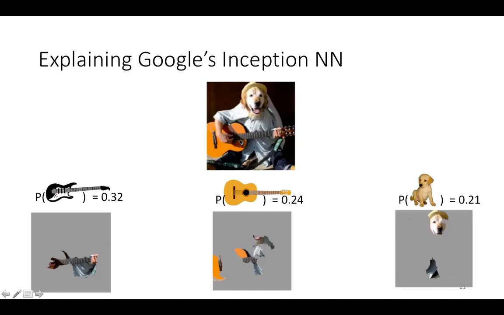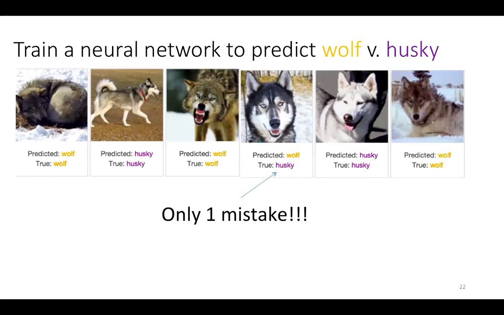So the question that the authors next posed was even more interesting. And this is a game that we will play now. Let's see if we can win. The authors train a neural network, probably a CNN, to predict in a picture whether it's a wolf or a husky. The first picture, the prediction of the neural network was wolf, and the true label was also wolf. The second picture, prediction was husky, and the true label was also husky.